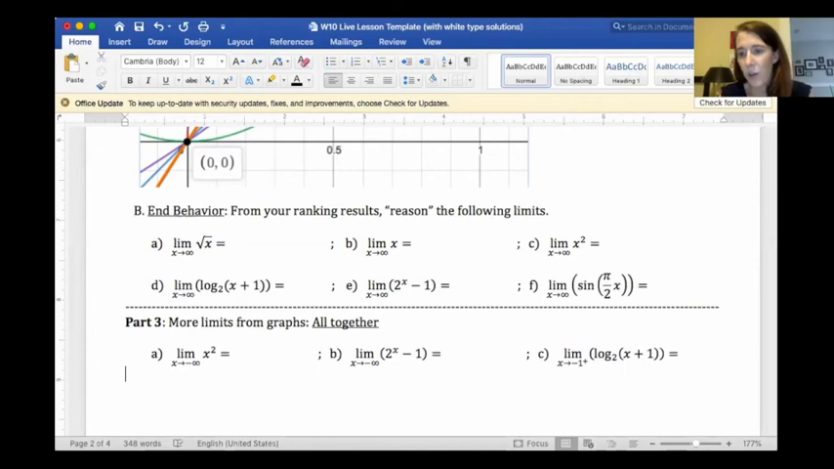Okay, so you're finding your 3 limits. I'm counting on you to volunteer. So if you feel good about any of your answers, I'm going to count on some volunteers to go through these.